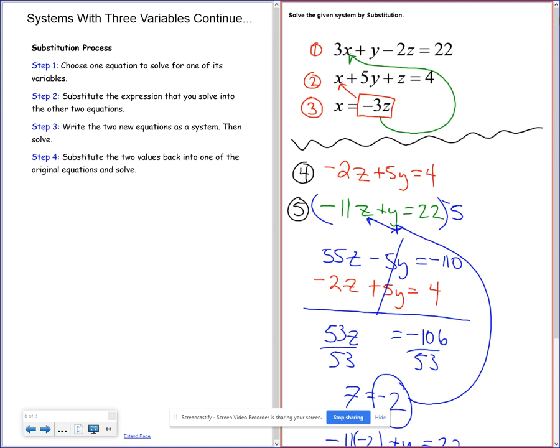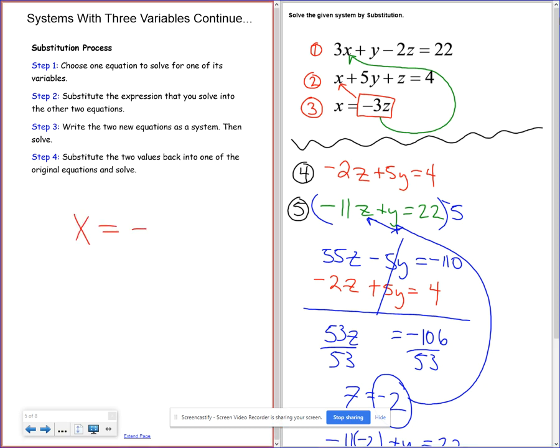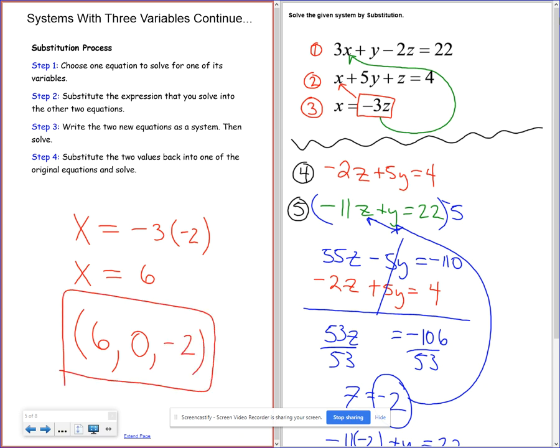The third equation says x is equal to negative 3 times z. And we found z to be negative 2. So x would be 6. So the solution to this system is the point 6, 0, negative 2. So that's the substitution method for solving a system of 3 equations.